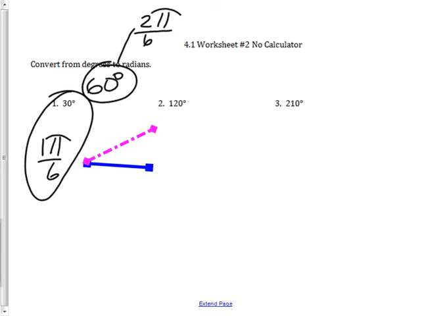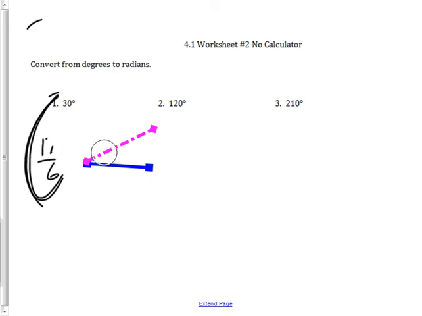So anyway, if you just memorize that 30 degrees goes with pi over 6, that's the same as 1 pi over 6, that'd be really smart. Just like memorizing that pi goes with 180 degrees. Okay, so pi radians is equal to 180 degrees. All right, anyway.